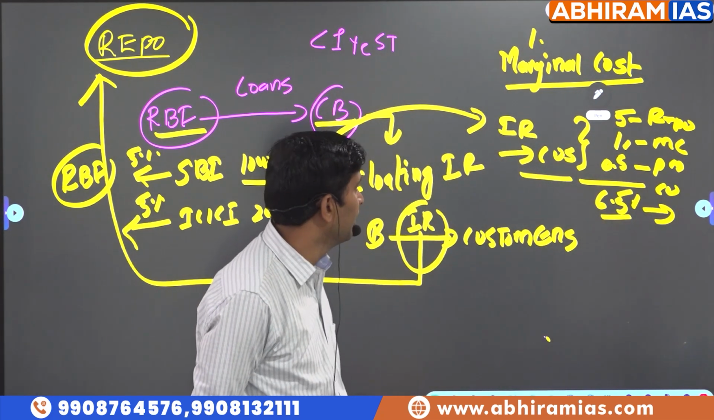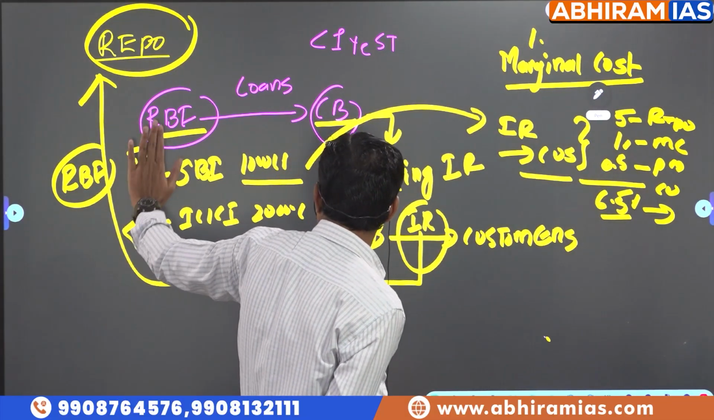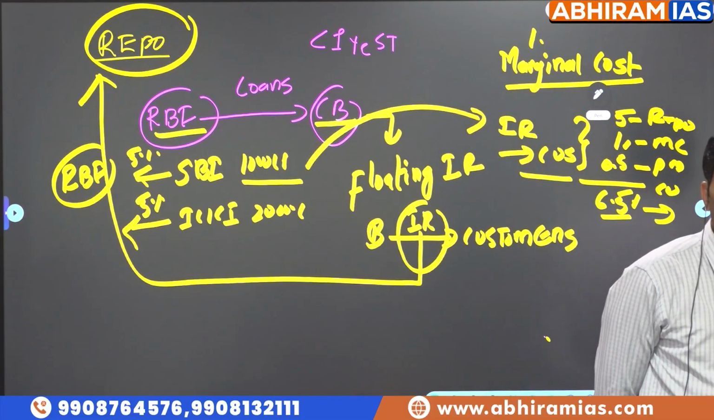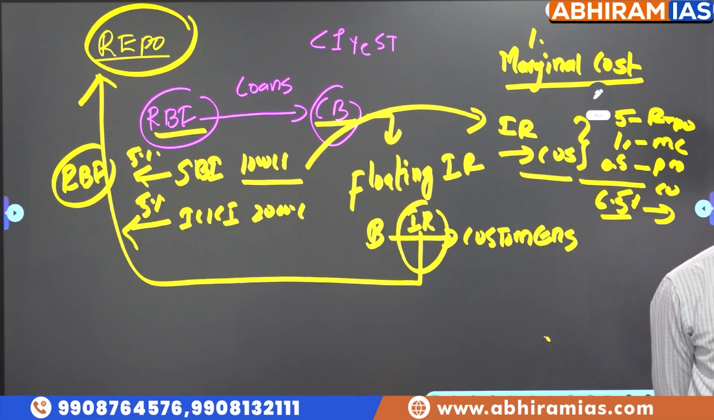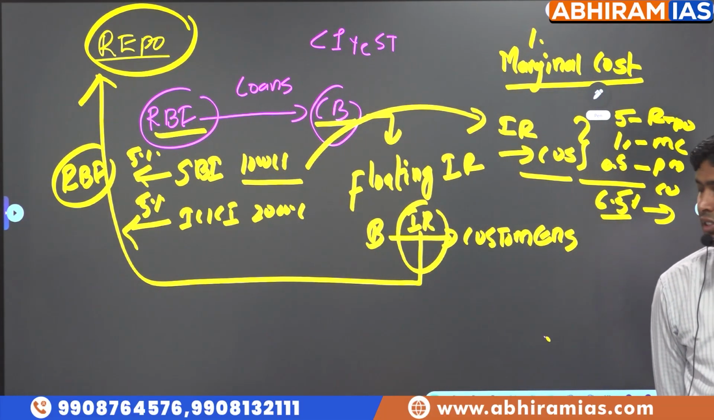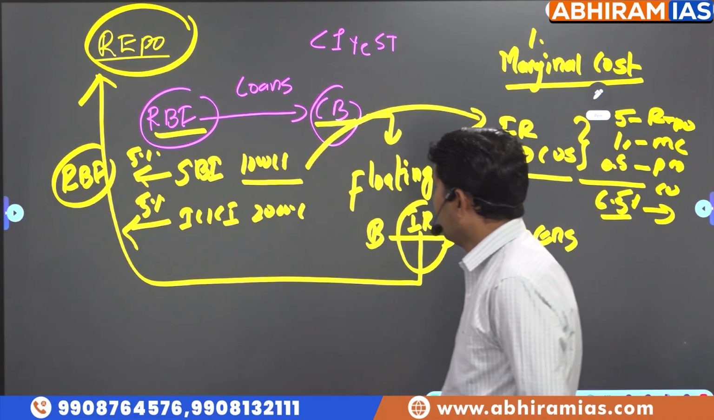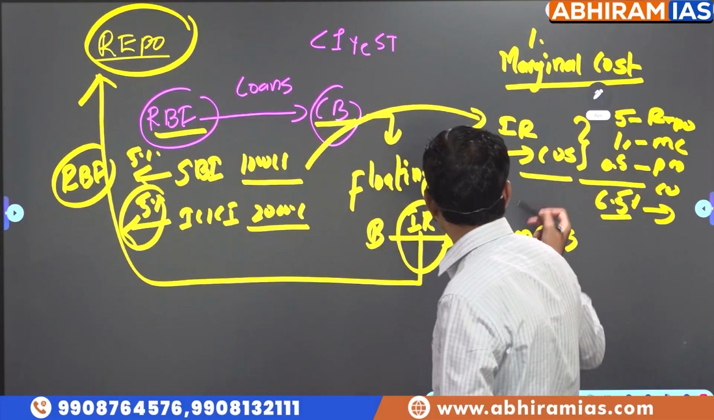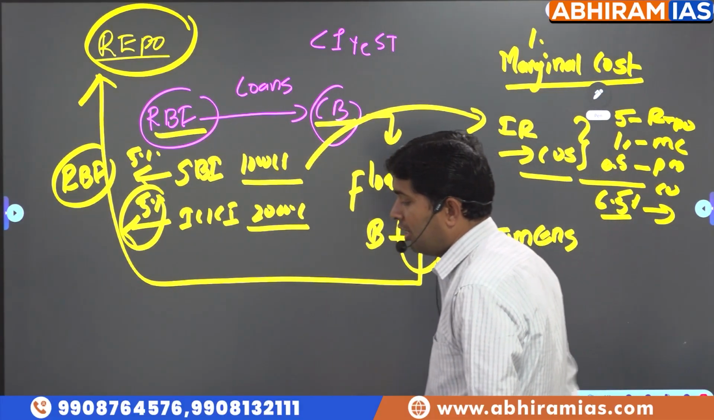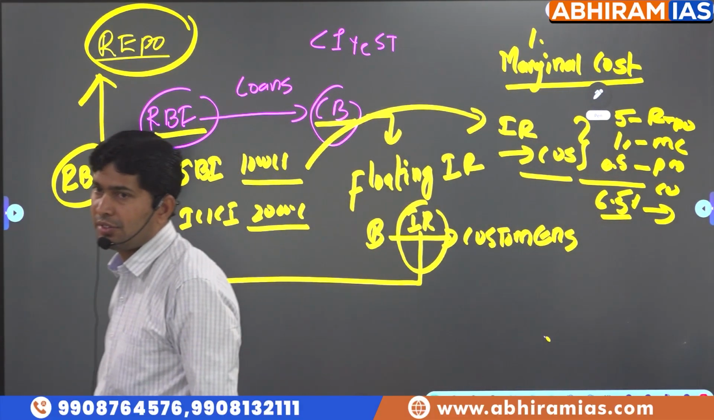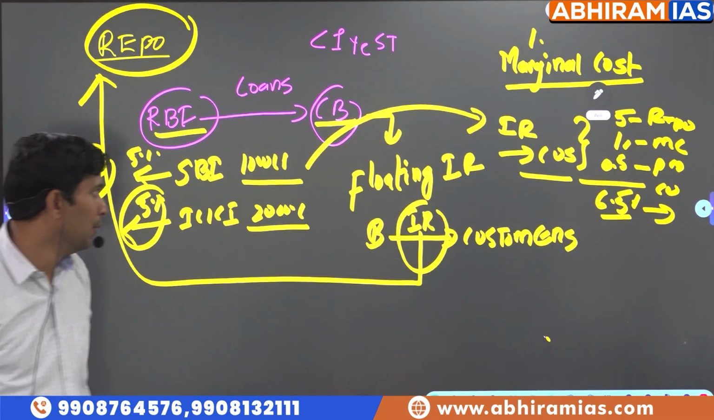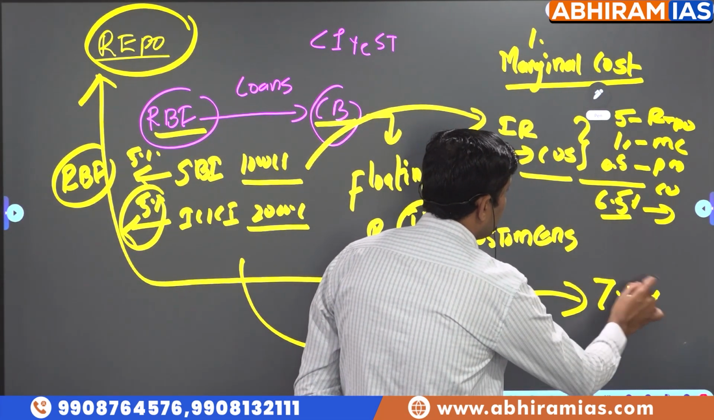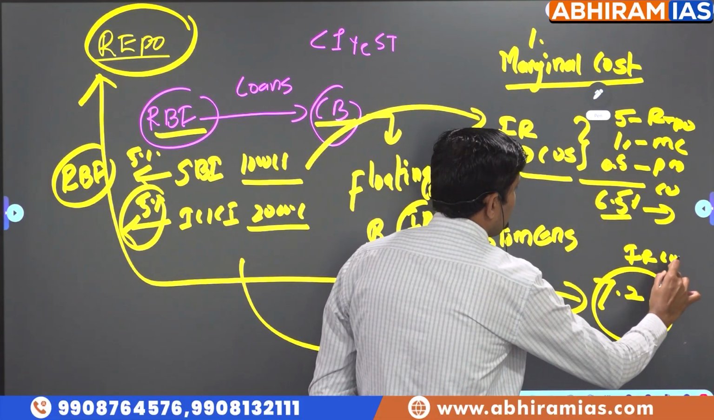And what did we say? SBI borrowed from RBI at 5% only. But why is it charging 6.5% from the customers? To recover marginal cost and to get the profit. Similarly, ICICI is taking a loan from RBI at the repo rate. However, for ICICI, the marginal cost is different. Marginal cost means again operational expenditure, salaries, employees, profit margin, all. So ICICI is charging a 7.2% interest rate to the customers.